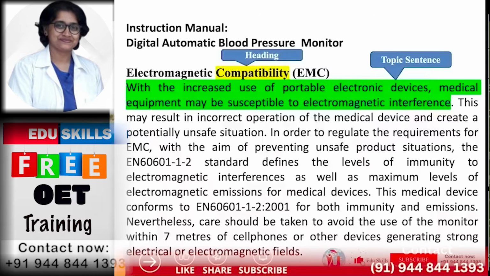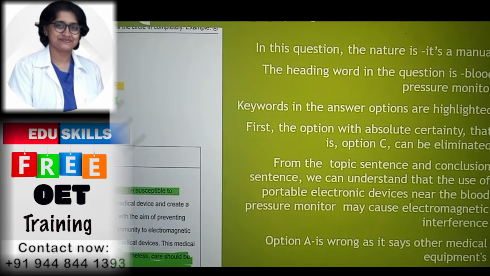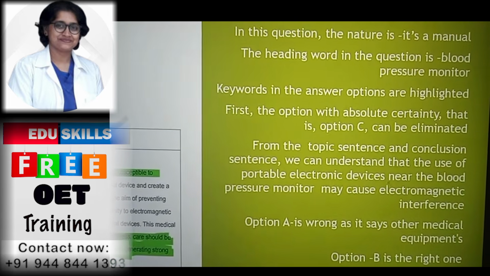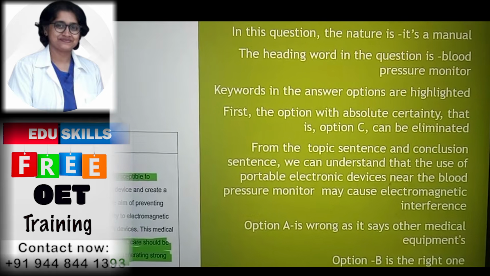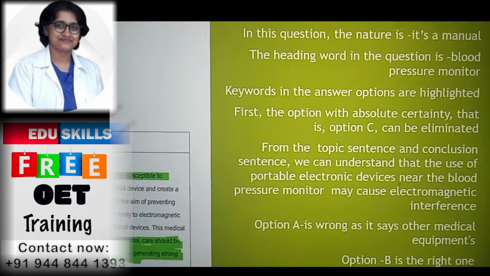So from this, I have already told the question. In this question, the nature, it's a manual, and the hedging word is the question. In the question is blood pressure monitor, and the keywords in the answer options I have already told. And first, the option with the absolute we can delete, that is option C.